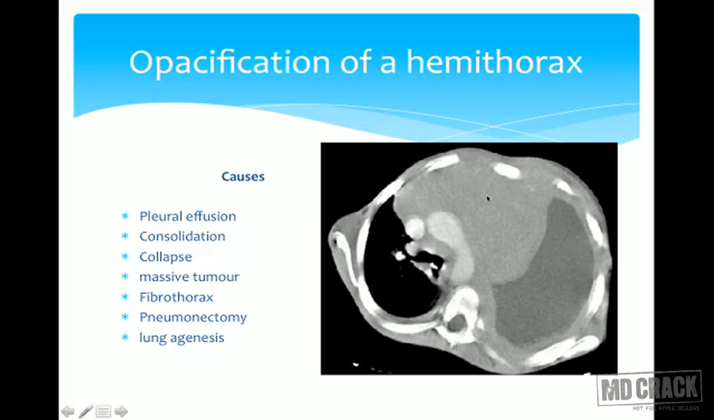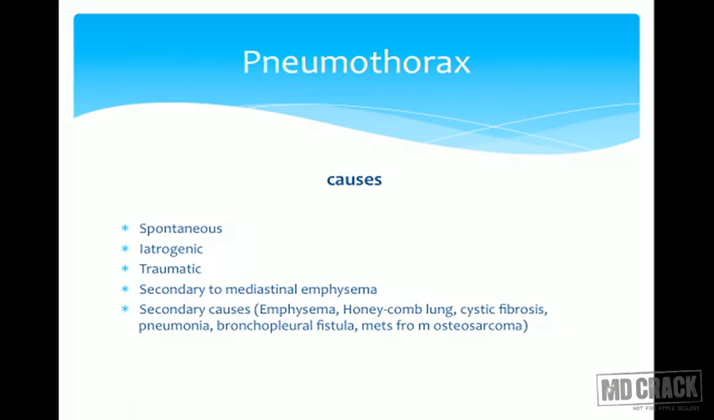Now, this was a patient with lymphoma. So there's so much mediastinal lymphadenopathy, and there is massive pleural effusion. So this has resulted in a massive opacification of the left hemithorax. Pneumothorax: the causes include spontaneous pneumothorax, which you might have if there's a pre-existing bulla or a cyst, iatrogenic, traumatic, or secondary to mediastinal emphysema. Secondary causes, again, include emphysema, honeycomb lung, cystic fibrosis, pneumonia, bronchopleural fistula, and metastases, especially from osteosarcoma.